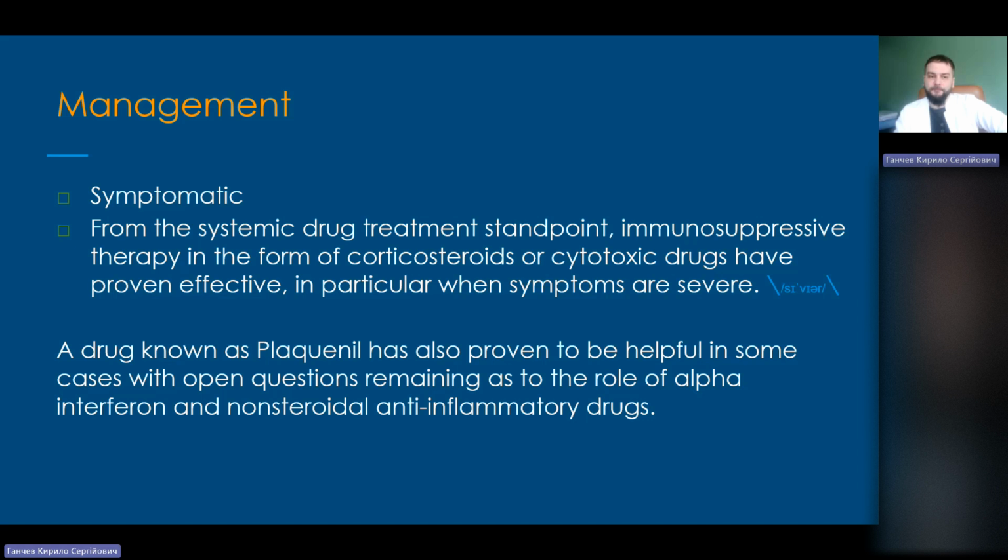Okay, symptomatic. From the systemic drug treatment standpoint, immunosuppressive therapy in the form of corticosteroids or cytotoxic drugs has proven effective, in particular when symptoms are severe. Have to say that it's not we as dentists or stomatologists who will prescribe those drugs, okay? Those drugs should be prescribed by an immunologist or general medicine doctor. Okay, you understand me.